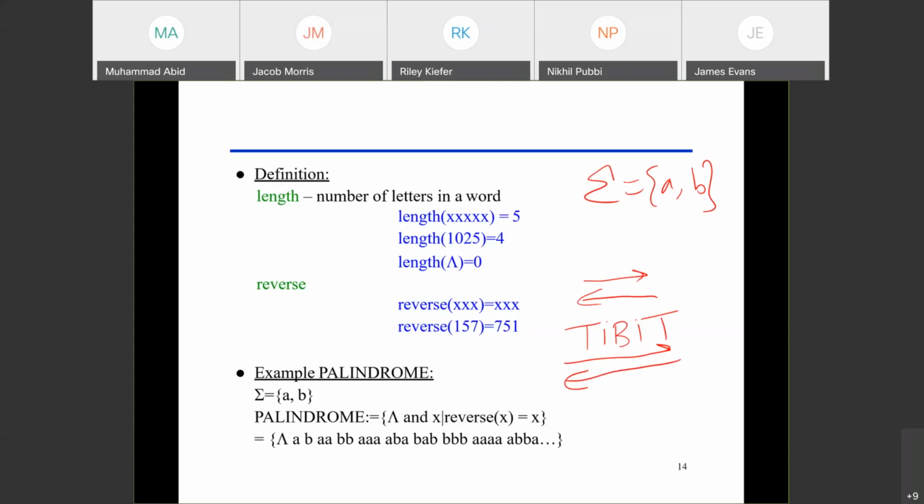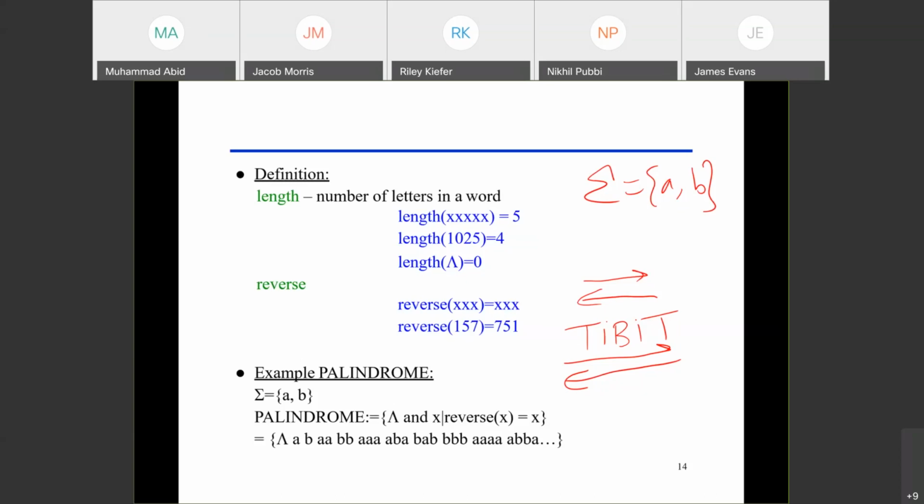Now we are saying that summation is equal to a comma b. Palindrome is equal to lambda, and x such that reverse x is equal to x. So we write the algebraic expression. Now in this language, we explicitly mention that this language is composed of all possible words, and all those words which you write, if you reverse them, they will read the same. Besides, you are saying that lambda is also a word in this language.